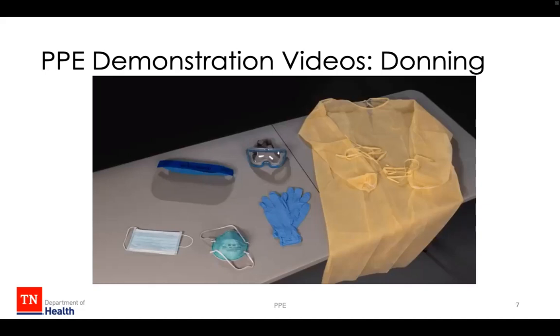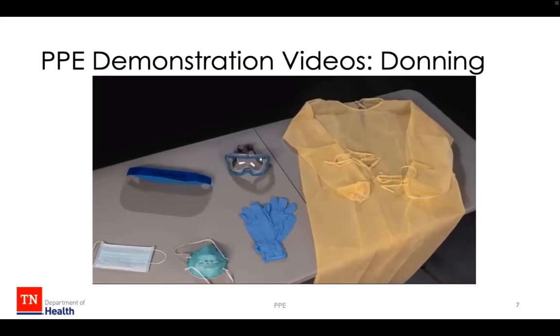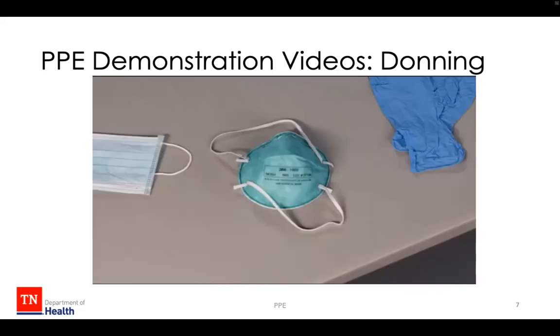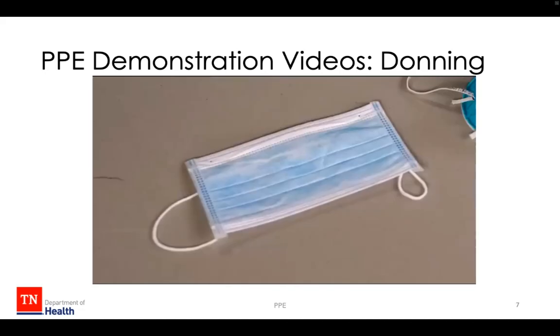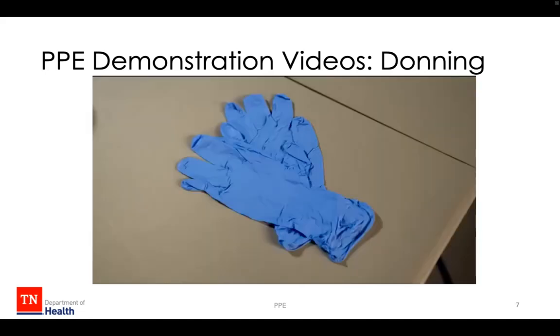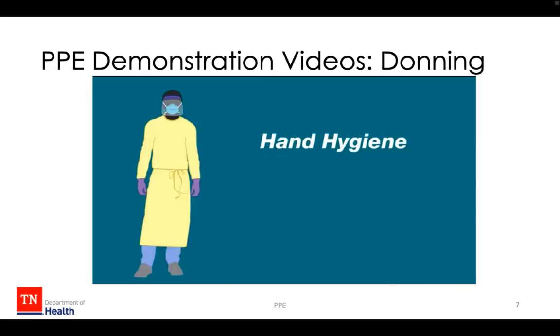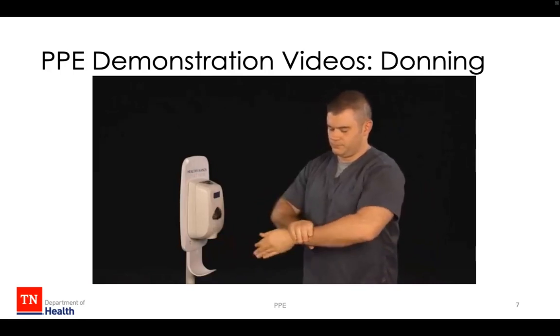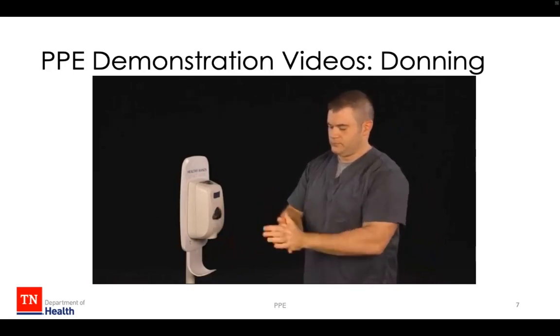First, identify and gather the proper PPE to don, including an appropriately fitted isolation gown, a NIOSH-approved N95 filtering facepiece respirator or higher level respiratory protection, or if a respirator is not available, a face mask, a face shield or goggles, and a pair of disposable patient examination gloves. Perform hand hygiene by using alcohol-based hand sanitizer or washing your hands with soap and water for at least 20 seconds.